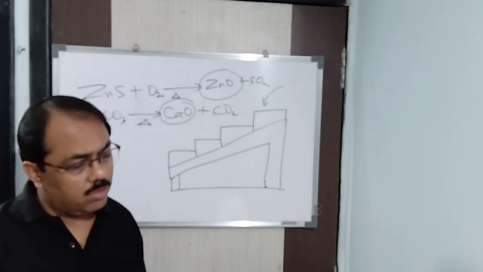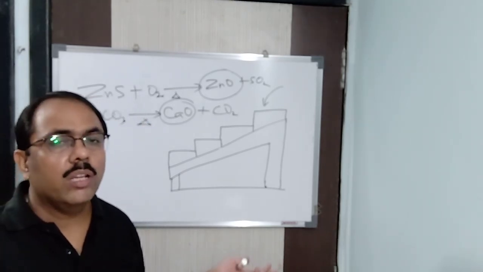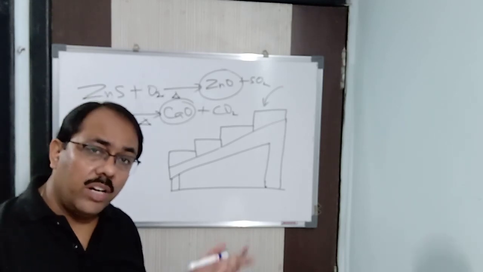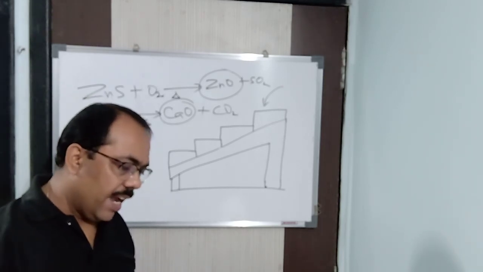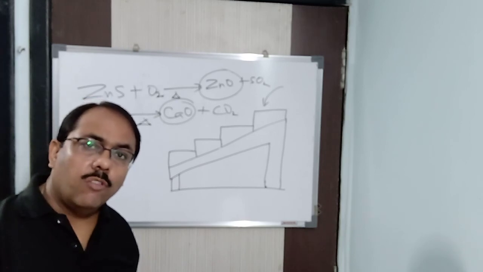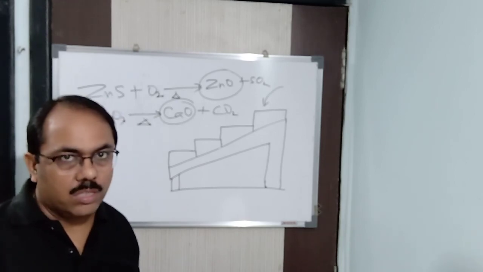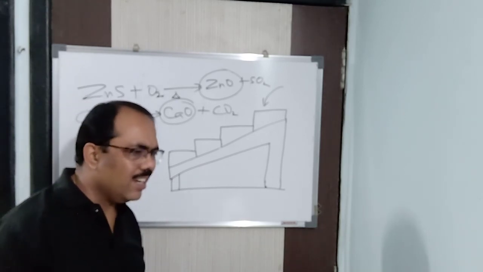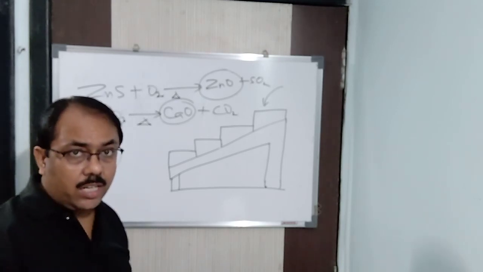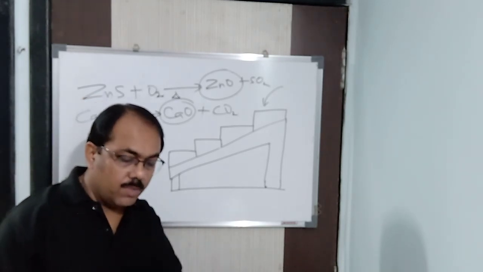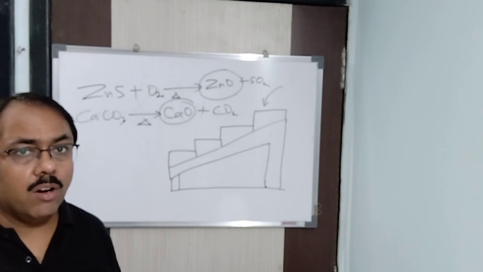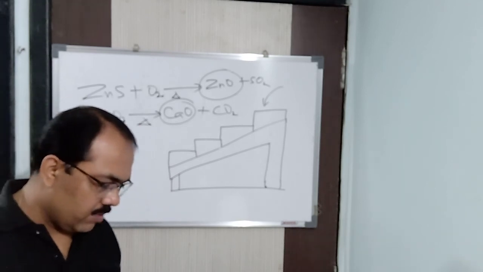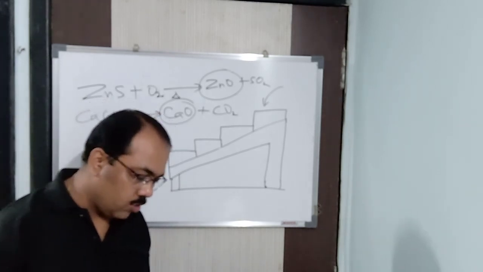And for the oxide ore, not required at all. No need to do anything. No roasting, no calcination is required, because it is already in the form of oxides. And for the halide ores, there also we can go for roasting. But basically the ores you are going to study in your syllabus are sulfide or carbonate. For that reason I talked about sulfide and carbonate to you.